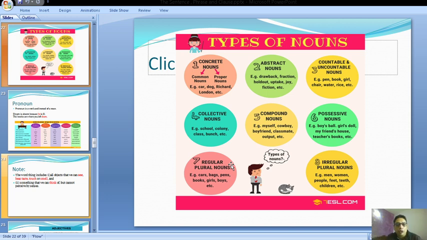Regular plural nouns are cars, bags, pens, books, girls, boys, etc. So whenever we use a plural with a noun, that is multiple numbers of the same thing, we call it a plural noun, right? For example, boy is a common noun. To make it a plural noun, we will say boys. Girl is a common noun. To make it plural, we say girls, just like that. An irregular plural noun is men, women. Here we do not add s at the end.